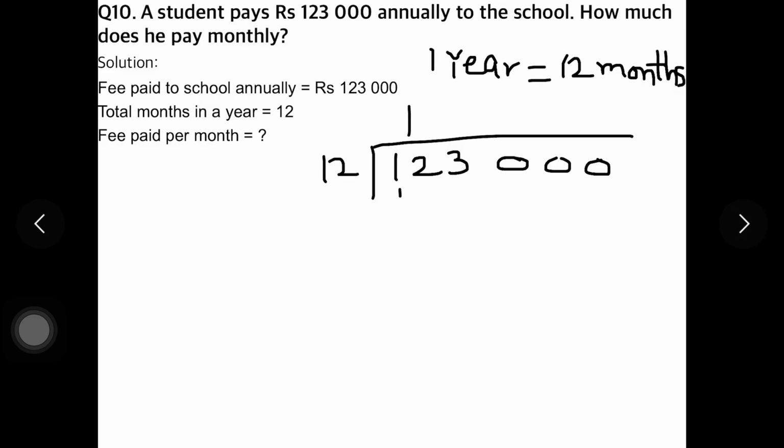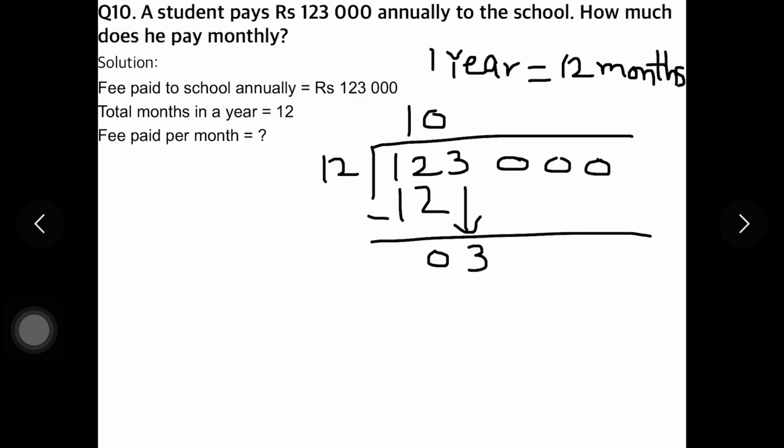12 1 is 12. Now we will subtract. 0. The next digit is 3. Yes student, the next digit is 3, that is smaller than 12. So first we will put 0, then we will write the next digit 0. Now 12 1 is 12, 12 2s are 24, 12 3s are 36. That is a greater value. So 12 2s are 24. Now we will subtract. First we will take carry from 3, make 10. 10 minus 4 is equal to 6.